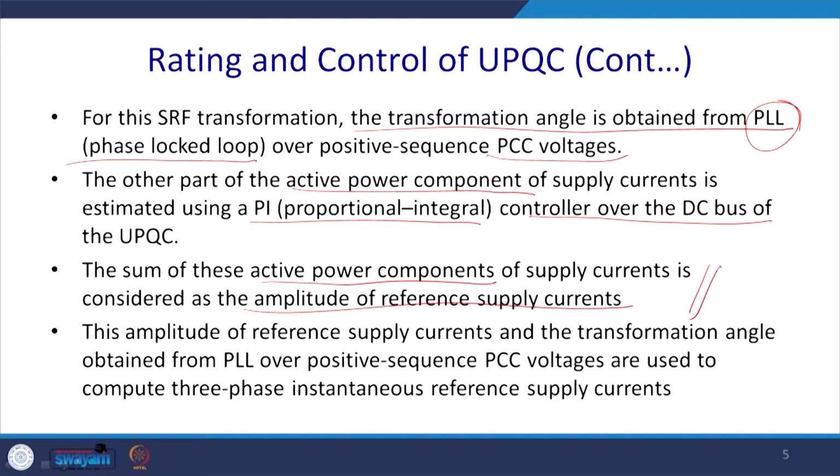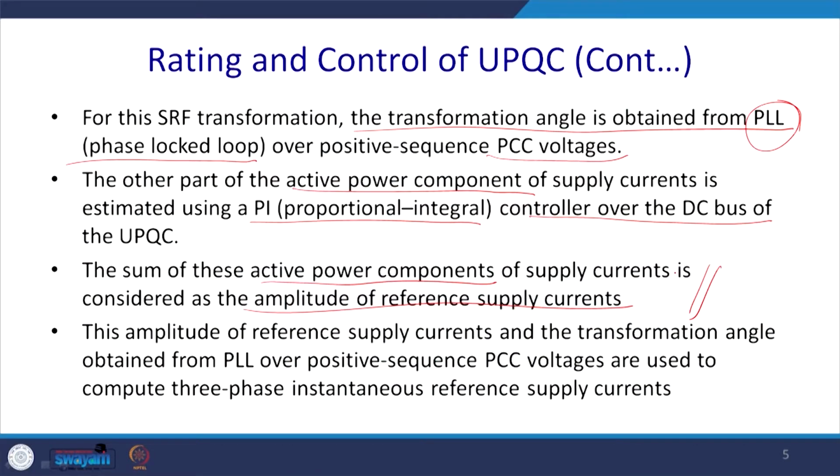So, there are losses, there is the load current, and to maintain the DC bus voltage a little higher than the rectified voltage, you require some amount of extra power. All those require to be fed from the source. For this reason, the sum of these active power components of the supply current is considered as the amplitude of the reference supply current.